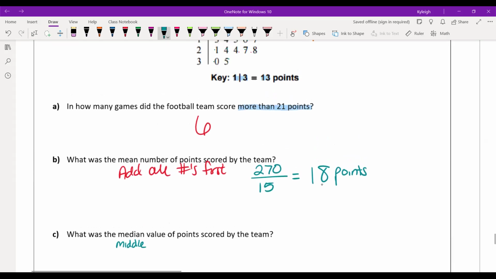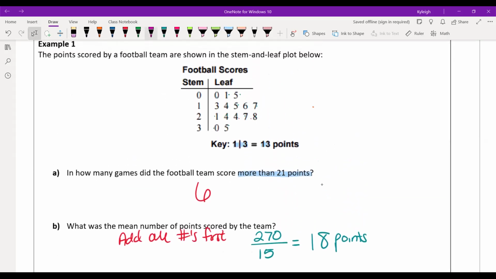So we're going to go through and find the middle number. We always start with the biggest and smallest and work our way into the middle. Yep, so do that right now.